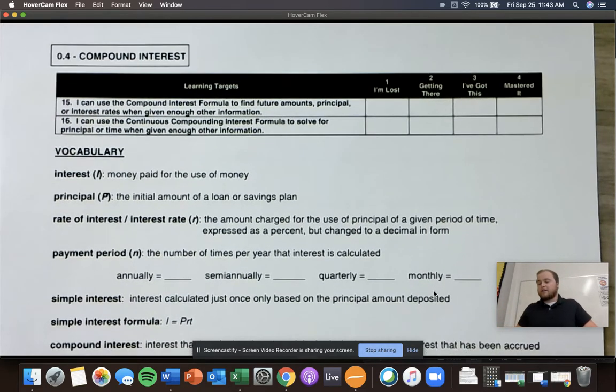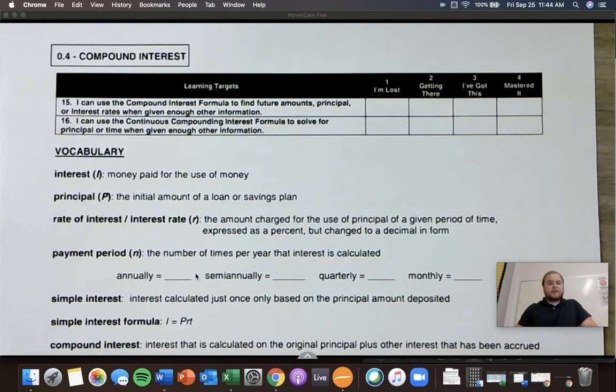Some things we got to know are interest, which is the money paid for the use of money. We need to know principal, which is the initial amount of a loan or savings plan. The rate of interest, or interest rate, is the amount charged for the use of principal for a given period of time, expressed as a percent, but changed to a decimal in form. There's a payment period, which is the number of times per year that interest is calculated.